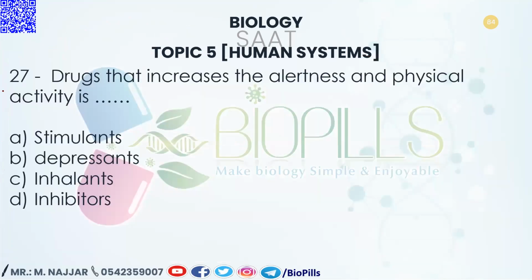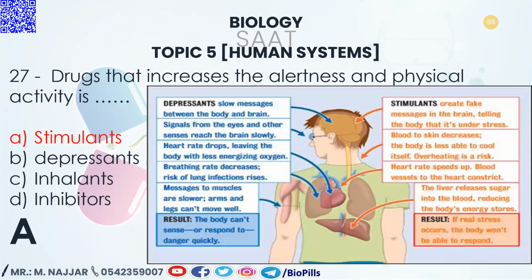So question number 27. Drugs that increase alertness and physical activity are: A. Stimulants, B. Depressant, C. Inhalants, D. Inhibitors. Of course, the correct answer is A. Stimulants.